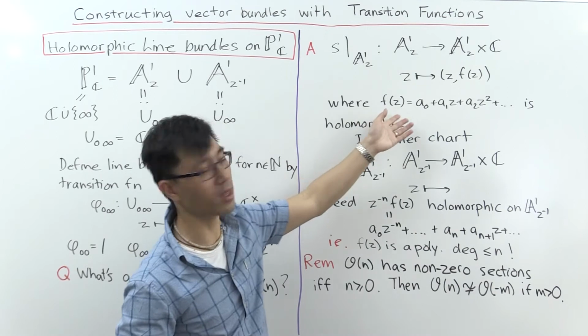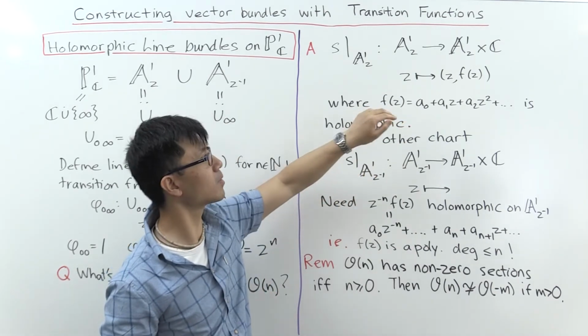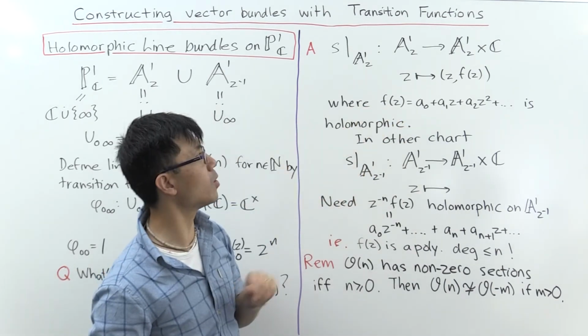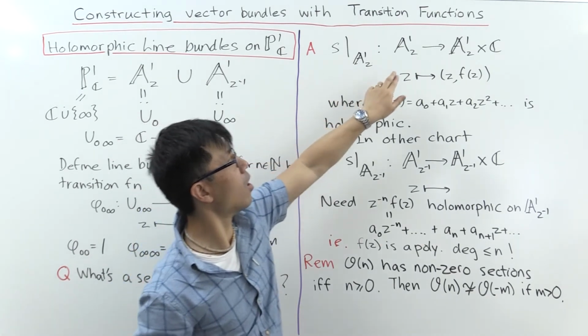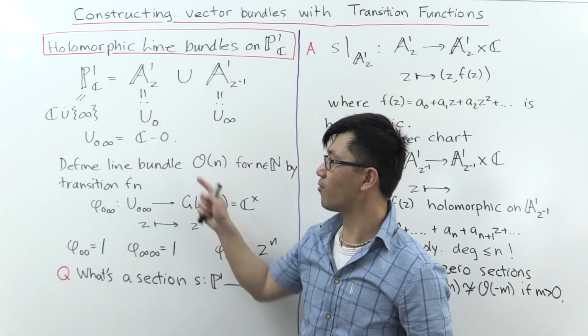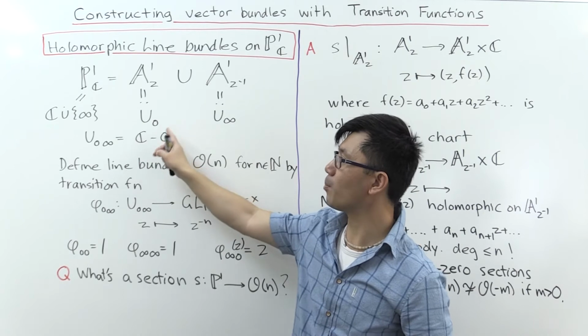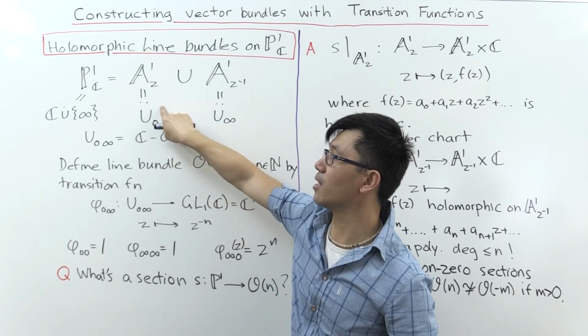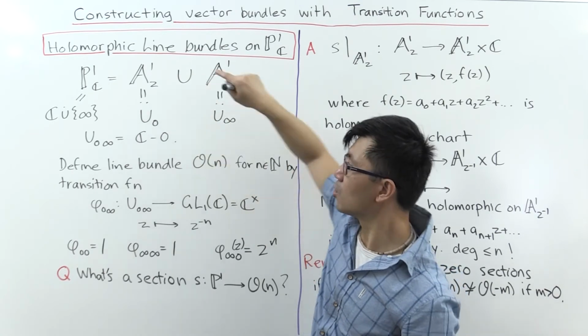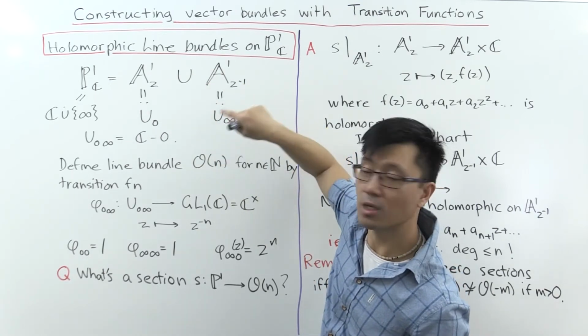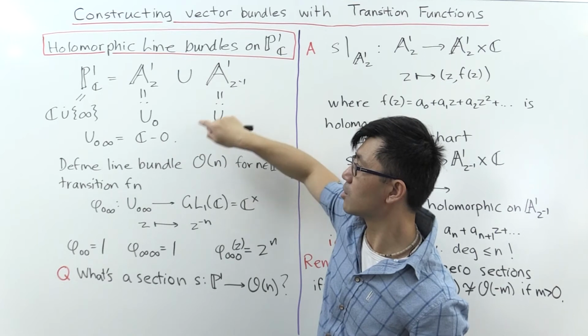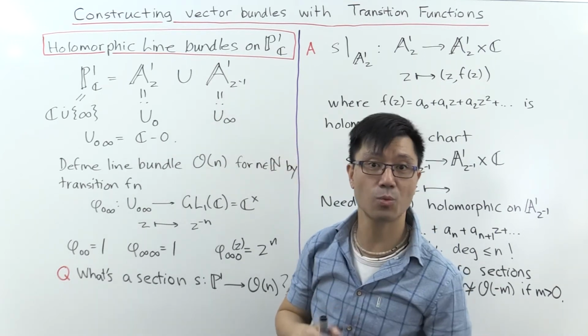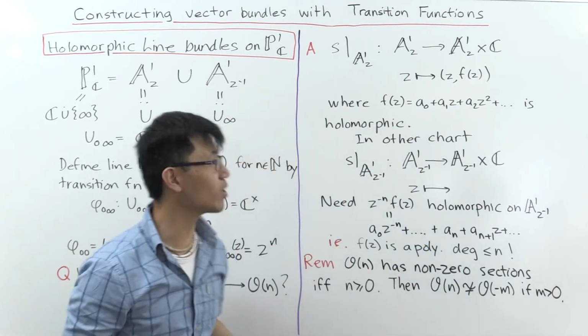Of course, we don't know whether this gives you a section as yet, because we have to consider the other patch as well. So we've defined the section at every point except for at infinity. That's the point missing from this open set here. So can you extend it to a function so that it's defined at infinity as well? So let's look on the other patch and see whether you can.